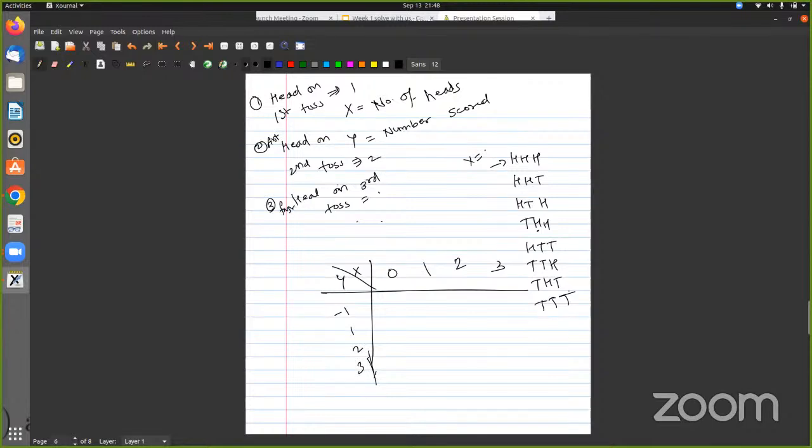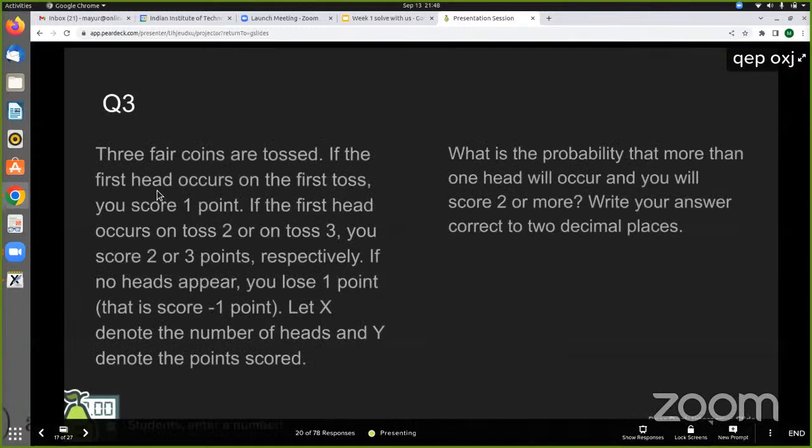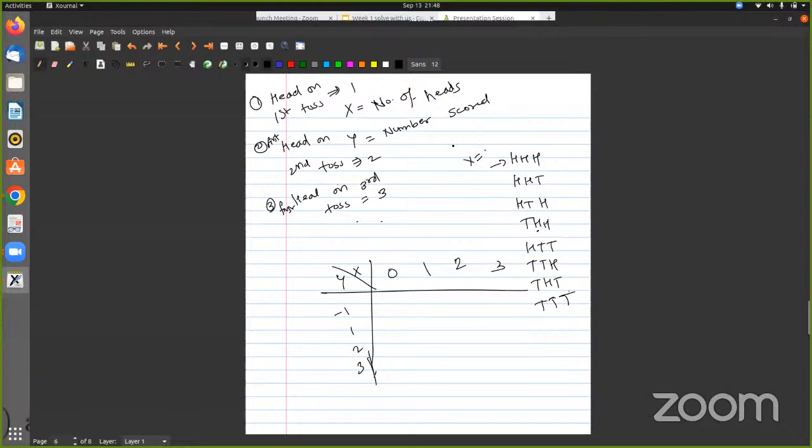Is it given in the question, first head? Yes, it's given, if you read it carefully. If the first head occurs on the first toss, you score 1 point. If the first head occurs on the second toss, I misread that. Okay, and like that. So in this first case, what is the value of X?